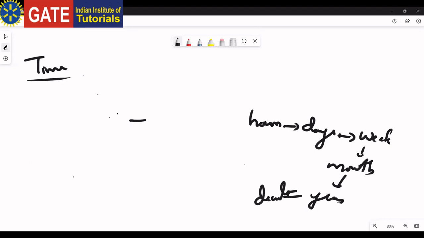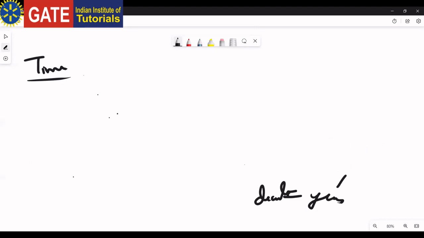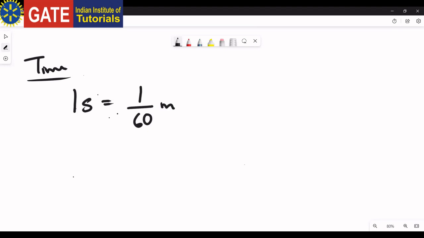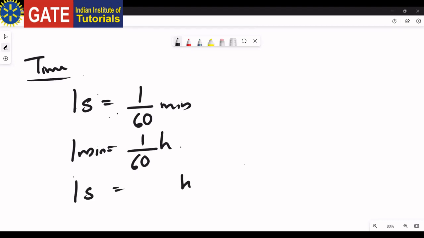Now conversion between second, minute, and hour is very, very important. How are you going to convert between second, minute, and hour? 1 second equals how many minutes? 1 by 60 minutes, right? Now 1 minute equals how many hours? 1 by 60. Sorry, 1 second equals how many hours? It should be 1 by 3600, right? You have to do it like that.